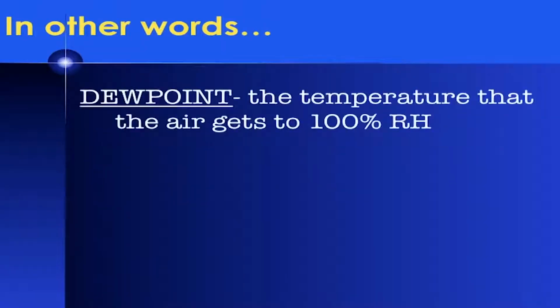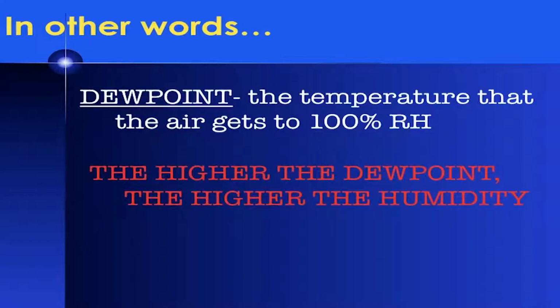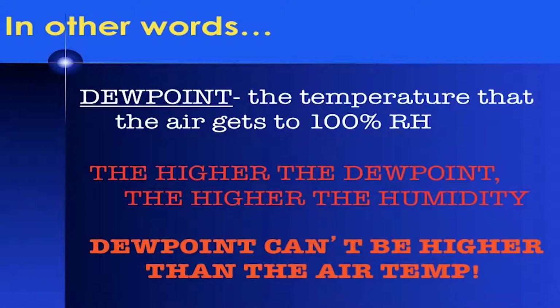In other words, dew point is the temperature that the air gets to 100% relative humidity. The higher the dew point is, the higher the humidity. And the dew point can't be higher than the air temperature. If the dew point's higher than the air temperature, that means we'll have over 100% relative humidity. And we can't have that.